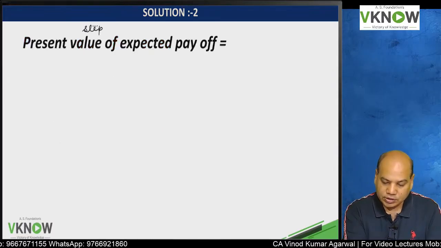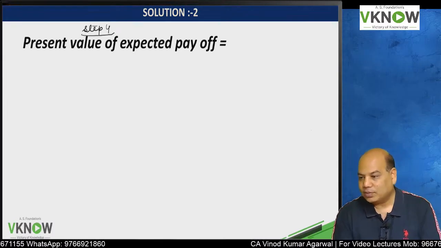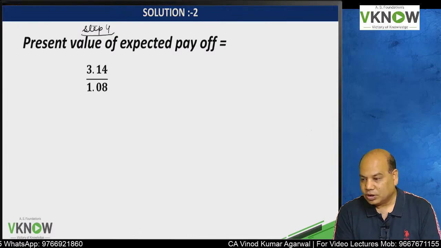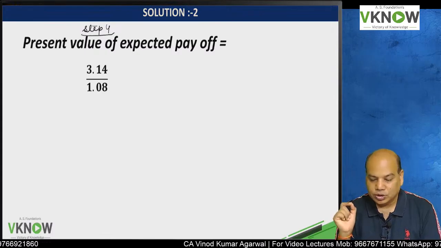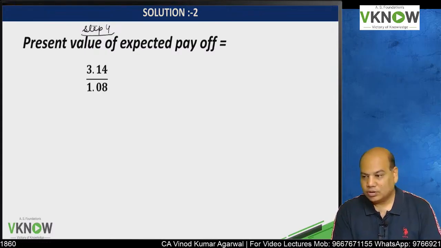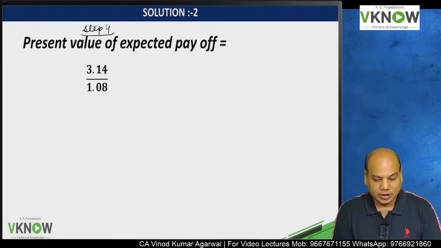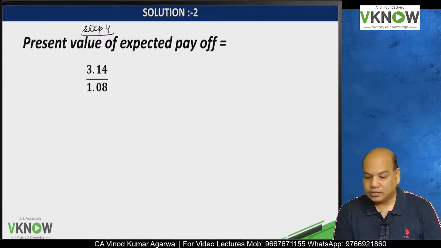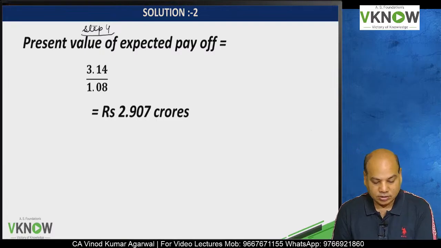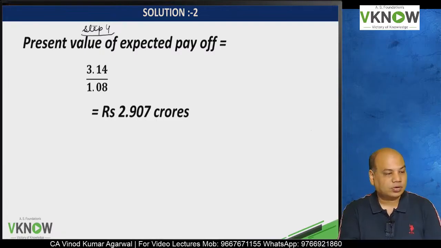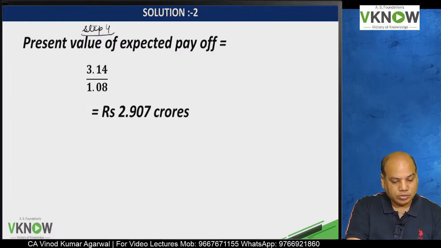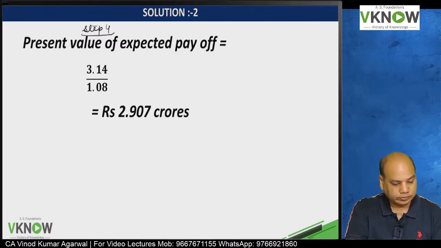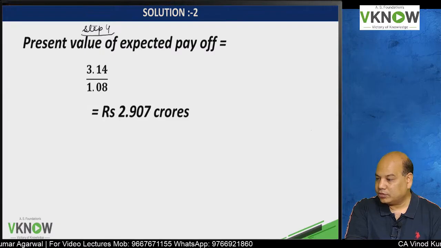Step number 4, write down. This is on expiry. Step 4 will be PV of expected payoff. So here we are indirectly considering 100 in the calculation by computing expected value of put on expiry. So you will get 3.14 on expiry. Present value will be divided by 1.08. So please confirm the answer. Is it 2.907 crore? Yes.